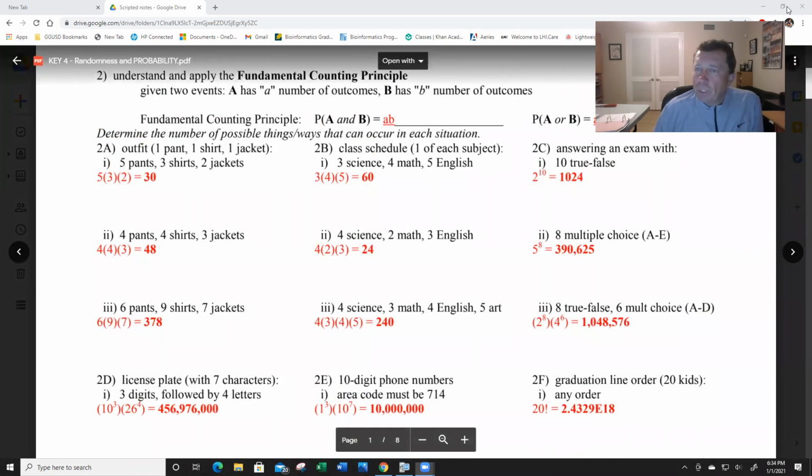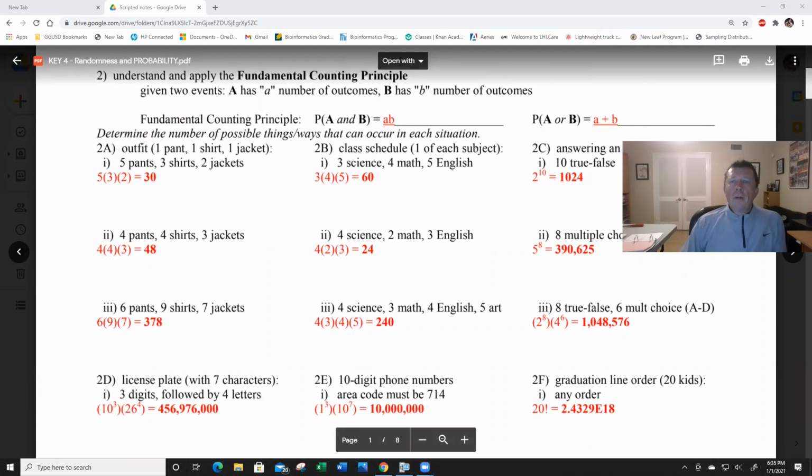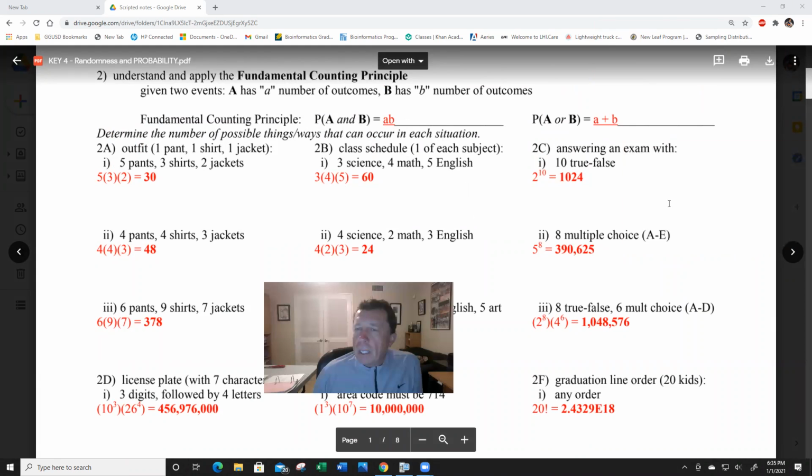This is a pretty simple idea. When you do this, A and B is A times B. A or B is actually a little more complicated than this, but or basically means plus. For now, we'll just say A or B is A plus B. But there's a little more to it. We'll get to that later.